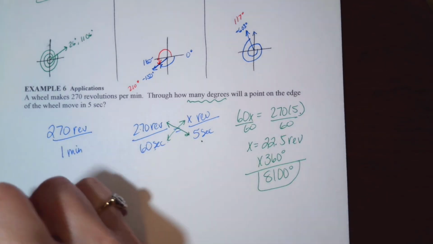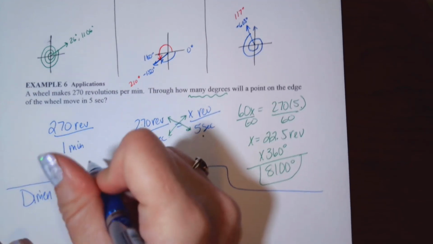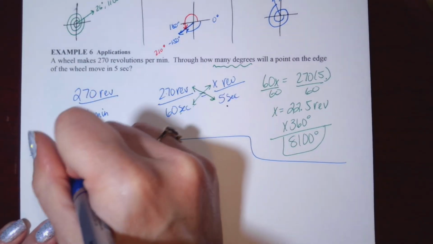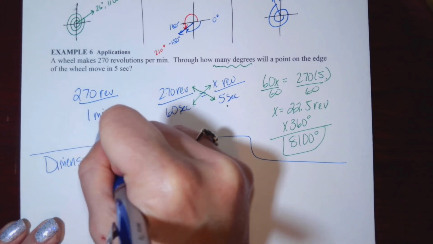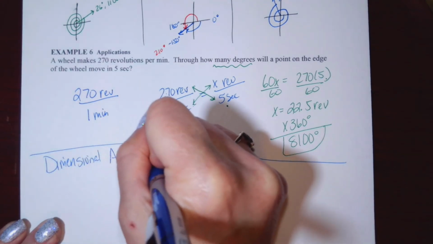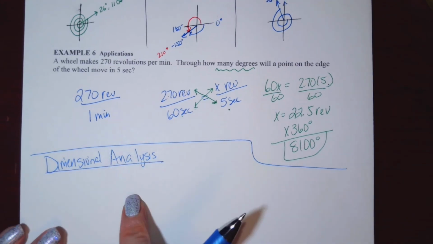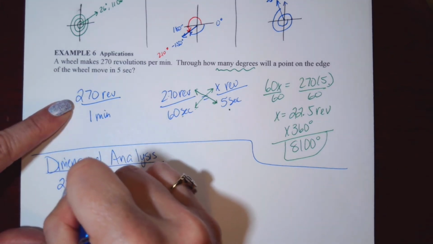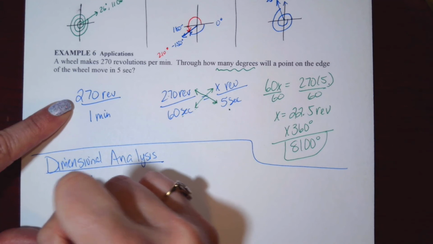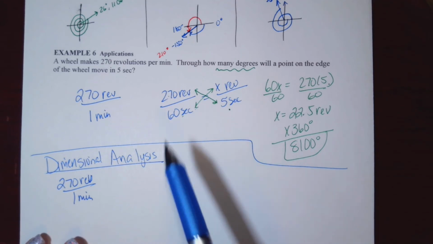Another way is through what we call dimensional analysis. If you have done a physics class or some of your science classes, you've done dimensional analysis. It's a much more organized way to approach this. We will be doing some dimensional analysis a little bit further on in the semester in addition to this type of problem. So we have our starting place. We have 270 revolutions per minute, and we are going to cancel out units to get to the units we want using conversion factors.